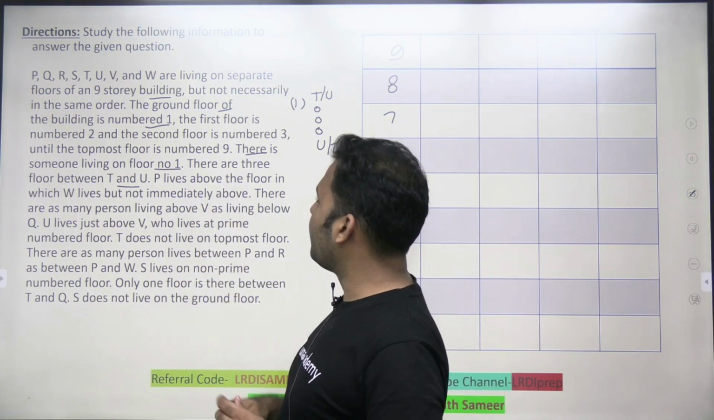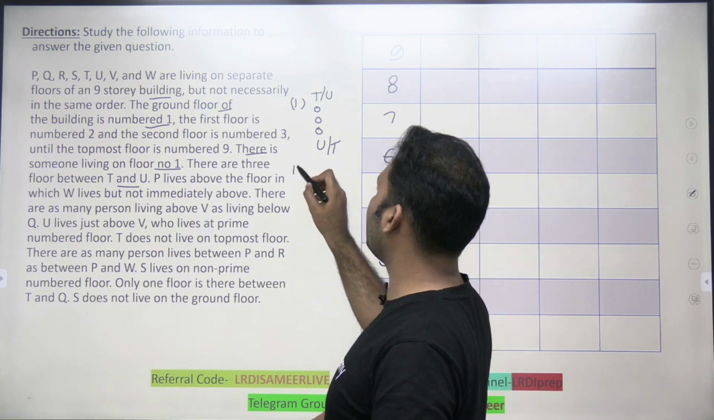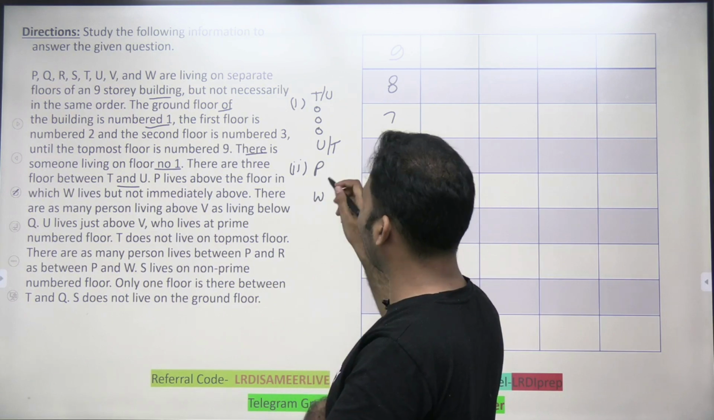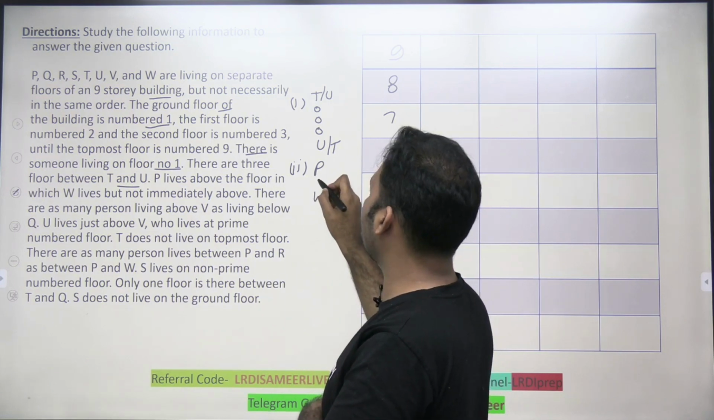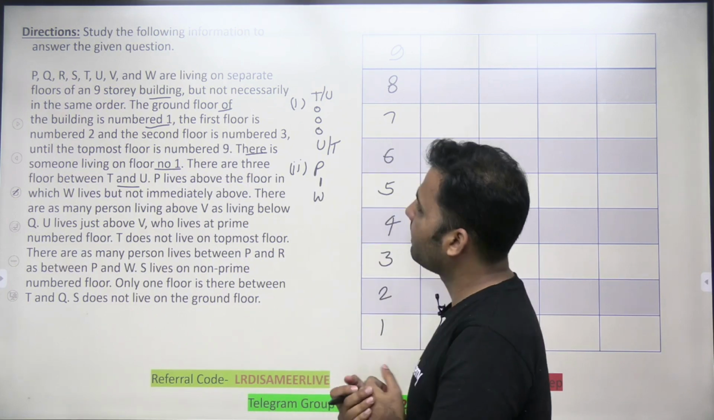P lives above the floor in which W lives, but not immediately above. The second condition is that P is living above W, but not immediately above. So there has to be a gap of at least 1 floor between P and W.